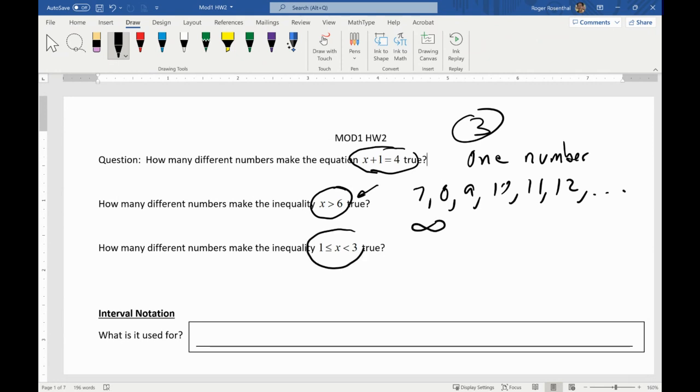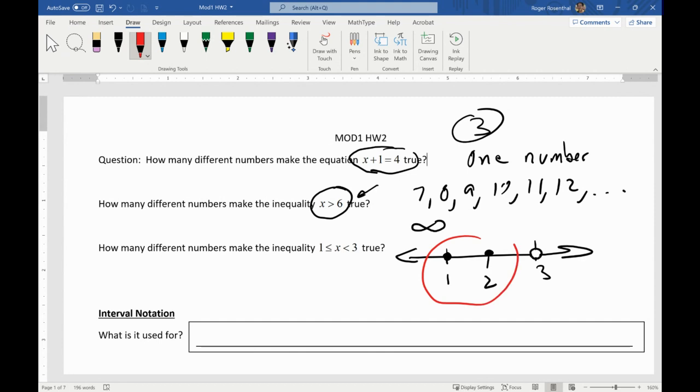How many different numbers make this one true? Well, we're looking at all the numbers between 1 and 3. We're including 1, but we have to be strictly less than 3. So 1 makes it true because 1 fits that. 2 makes it true because 2 is between 1 and 3. 3 does not make it true because the number has to be less than 3. So we're not including 3. I'm going to put a little open circle to indicate that we're not actually including 3.